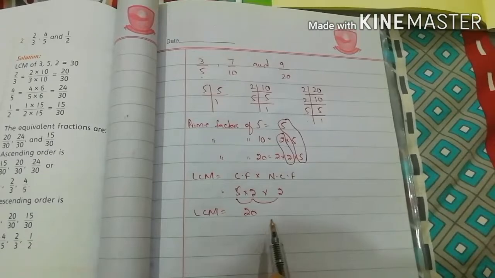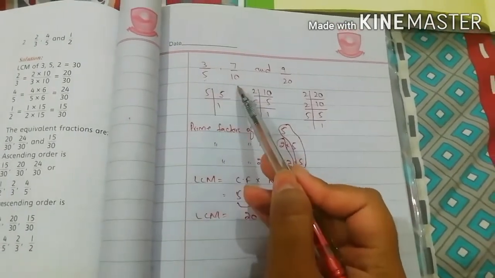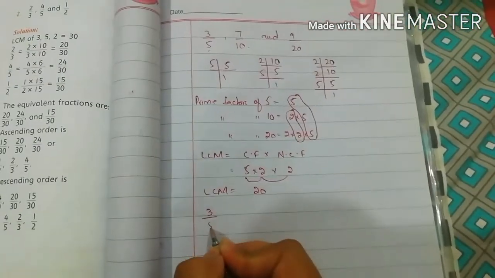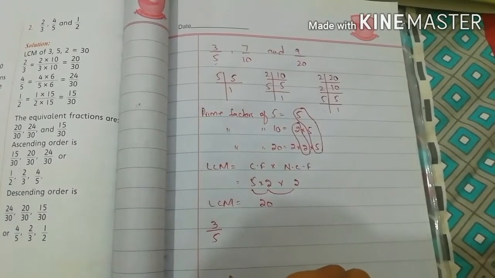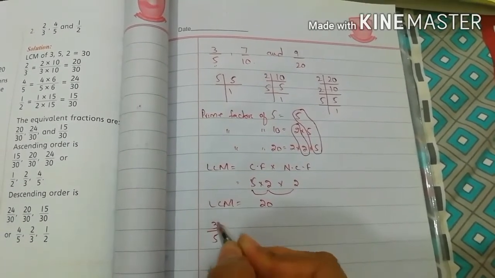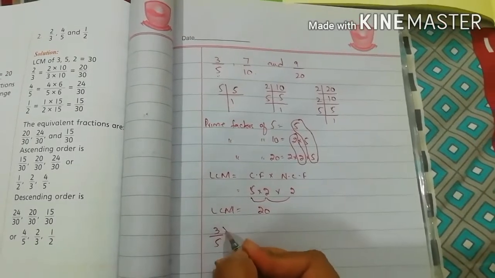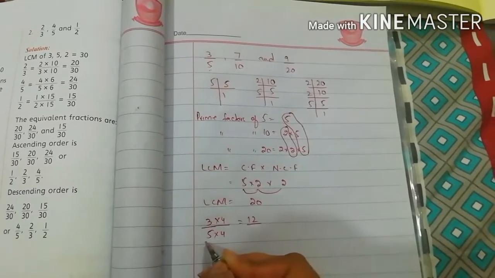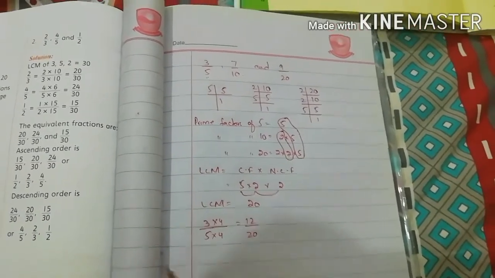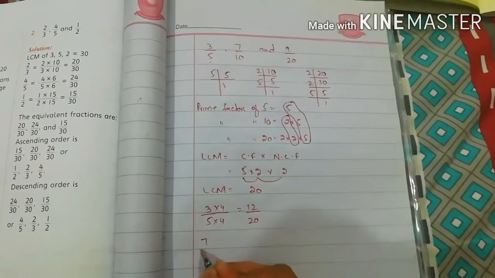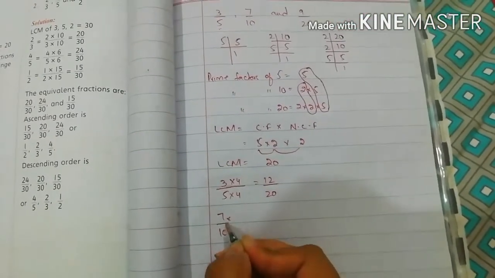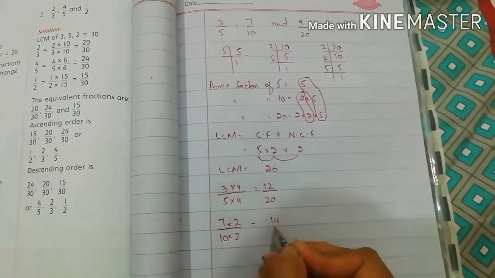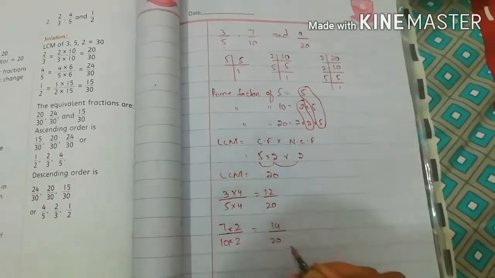LCM is 20. Now we will make the denominators of these fractions the same. So the first fraction is 3 by 5. Now we will multiply by 4 both the numerator and denominator. 3 4s are 12 and 5 4s are 20. And the second fraction is 7 by 10. We will multiply by 2 both numerator and denominator. 7 2s are 14 and 10 2s are 20.